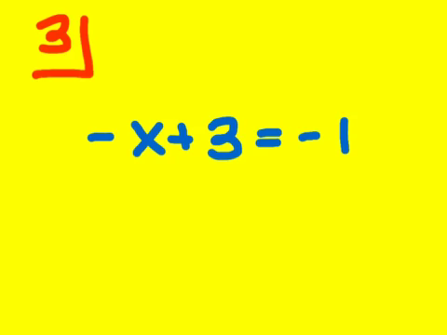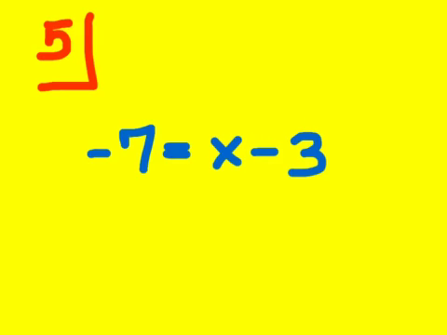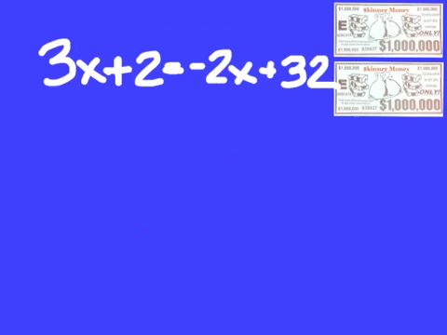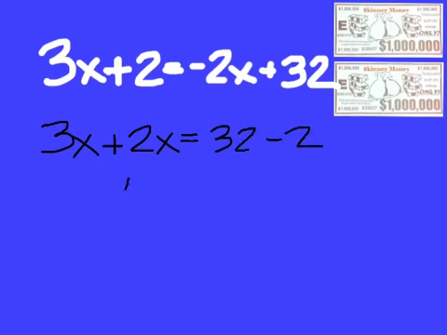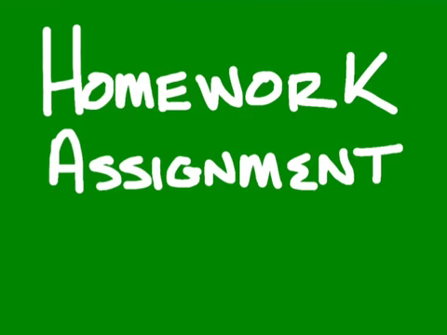Answer is negative 3. Answer is 4. Answer is 6. Bring this one up and drop it off. This one should be 3x plus 2x equals 32 minus 2, so that is 5x equals 30. Divide by 5, and the answer is 6.